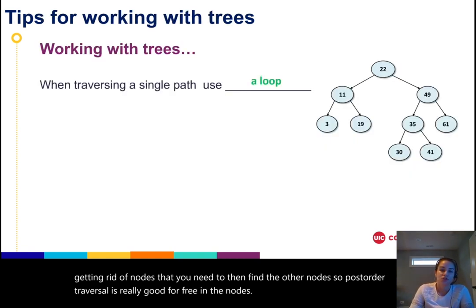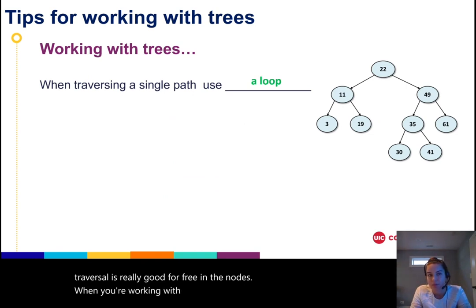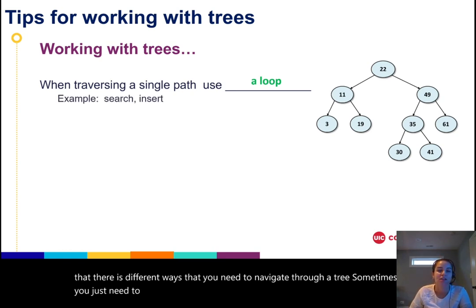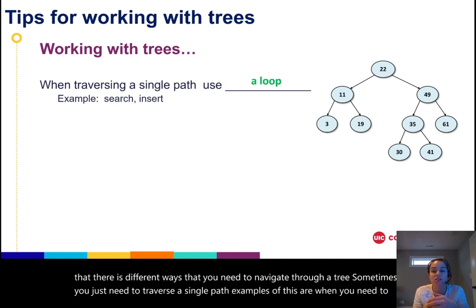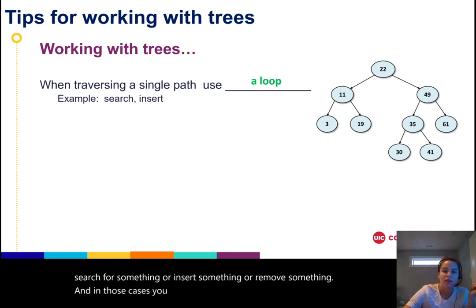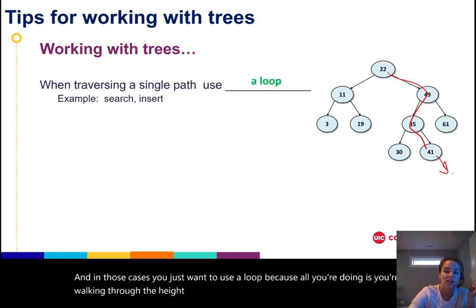When you're working with trees, there's another thing to keep in mind, which is that there are different ways that you need to navigate through a tree. Sometimes you just need to traverse a single path. Examples of this are when you need to search for something, or insert something, or remove something. And in those cases, you just want to use a loop, because all you're doing is walking through the height of the tree, like for example to insert 44.